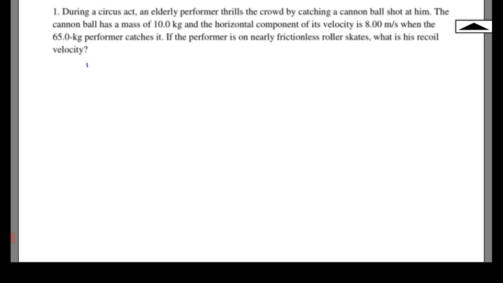So conservation of momentum. We have that the final momentum is equal to the initial momentum. So let's look at the initial. Well, what do we know? So we have some knowns.